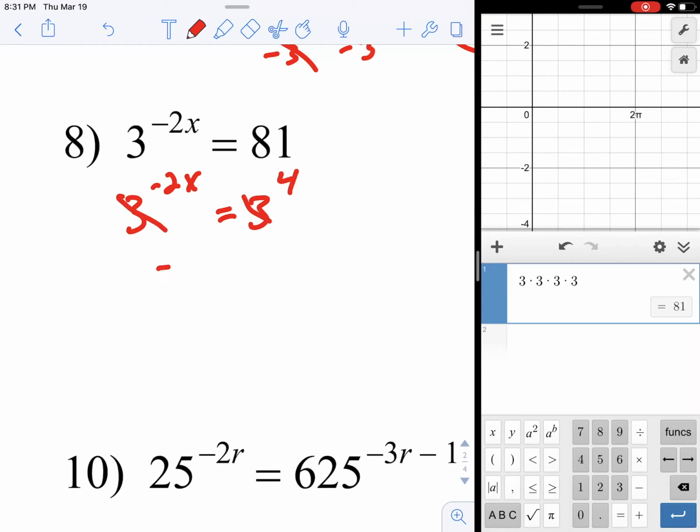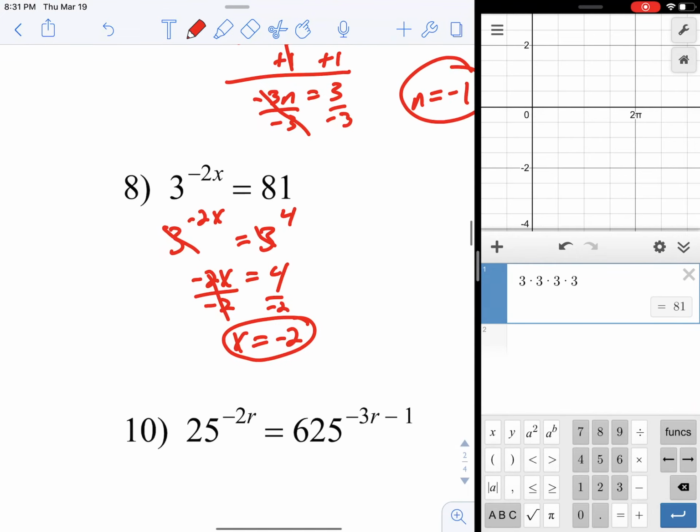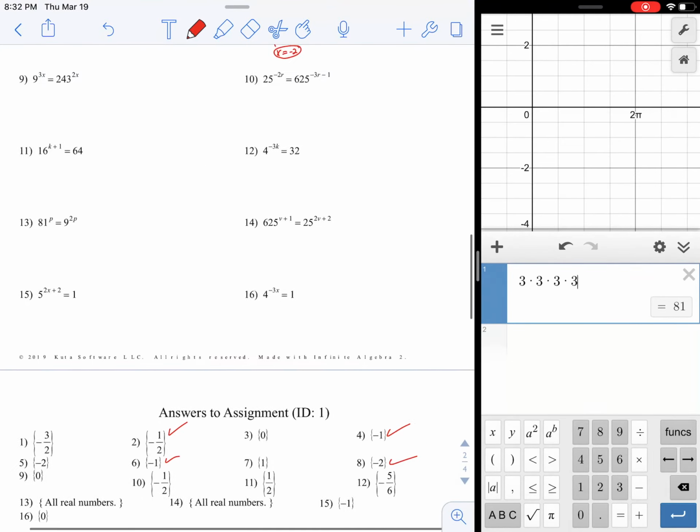Now these cancel out. Negative 2x equals 4. Divide by negative 2. X equals negative 2. So you can use the calculator to sort of help you out a little bit. Let me check number 8, and there it is, -2.